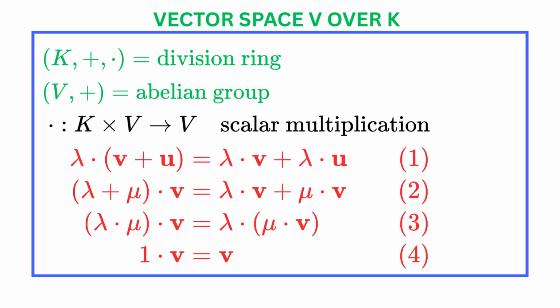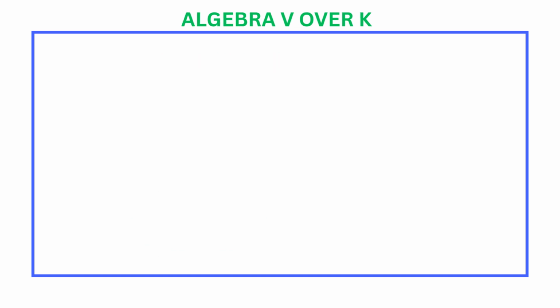Looking at these compatibility equations, we can interpret the first two as distributive laws for the scalar multiplication, the third equation as the associative law for the scalar multiplication, and the fourth equation as the promotion of a unit element of the division ring to a unit element for the scalar multiplication. Moving from the definition of a vector space to the definition of an algebra, a second operation must be defined on V such that V equipped with the two operations becomes a ring.